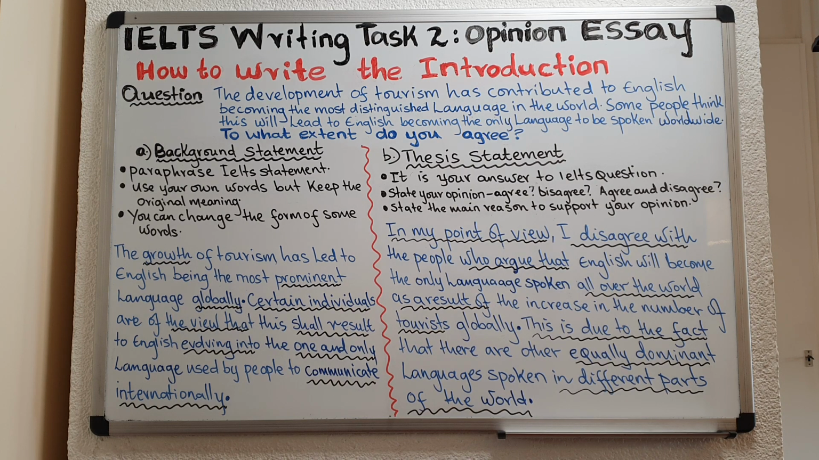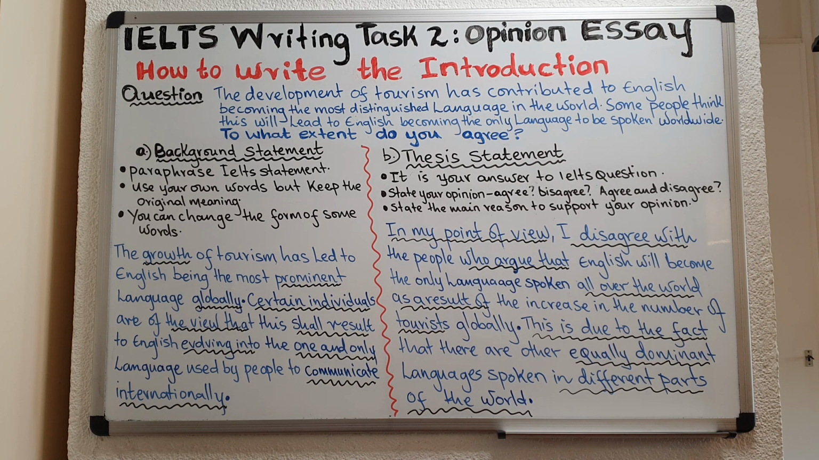Now, let's look at the background statement. So once you have understood the question, the next thing that you need to do is to write your background statement. When it comes to the introduction, the examiner is looking for the background statement and the thesis statement. Remember, your IELTS Writing Task 2 should be in 4 paragraphs: the introduction, 2 main body paragraphs, and the conclusion. Remember, you have 40 minutes to write this essay.